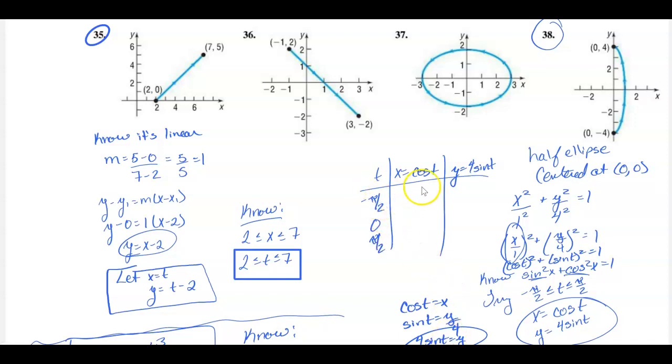So if we plug in negative pi over 2, cosine of negative pi over 2 is 0. Sine of negative pi over 2 is negative 1, so this would give us a negative 4. So we do start here. Plug in 0. We're going to get 1 and 0. So we've got here. And then pi over 2 is at 0, 4. So you can see that the orientation is correct and that we're moving along this counterclockwise, starting here and going there.